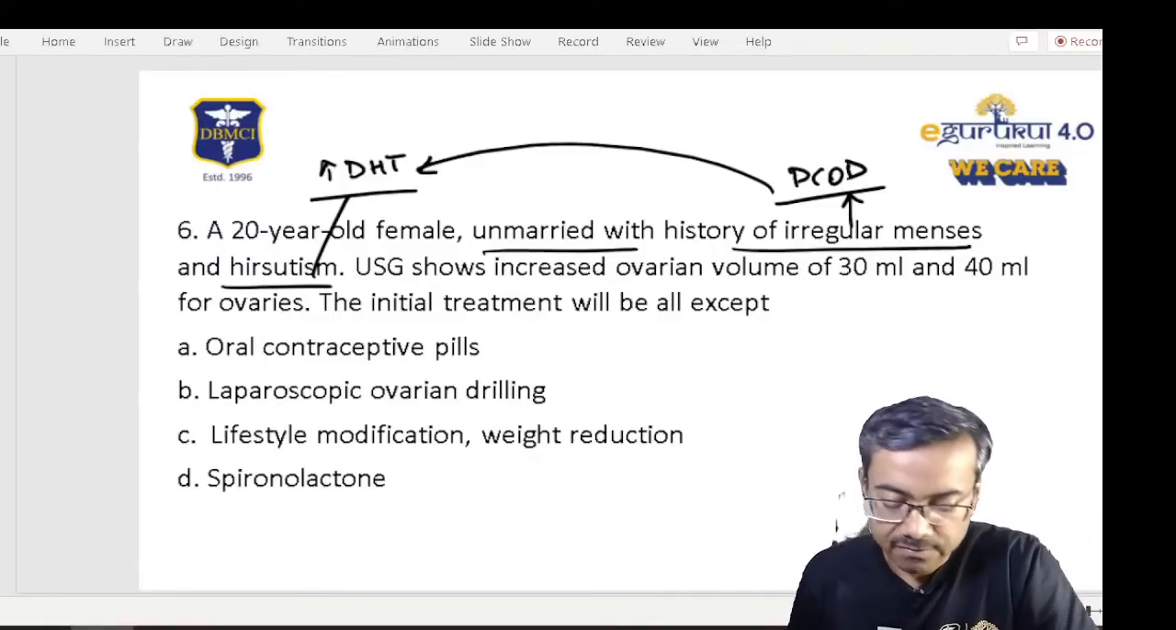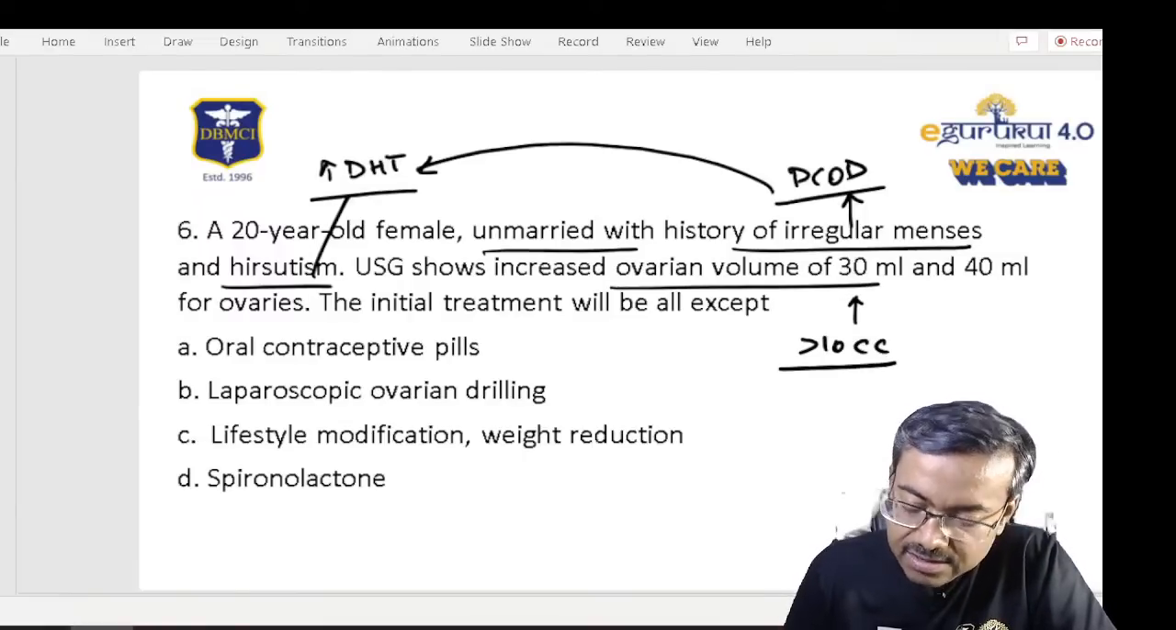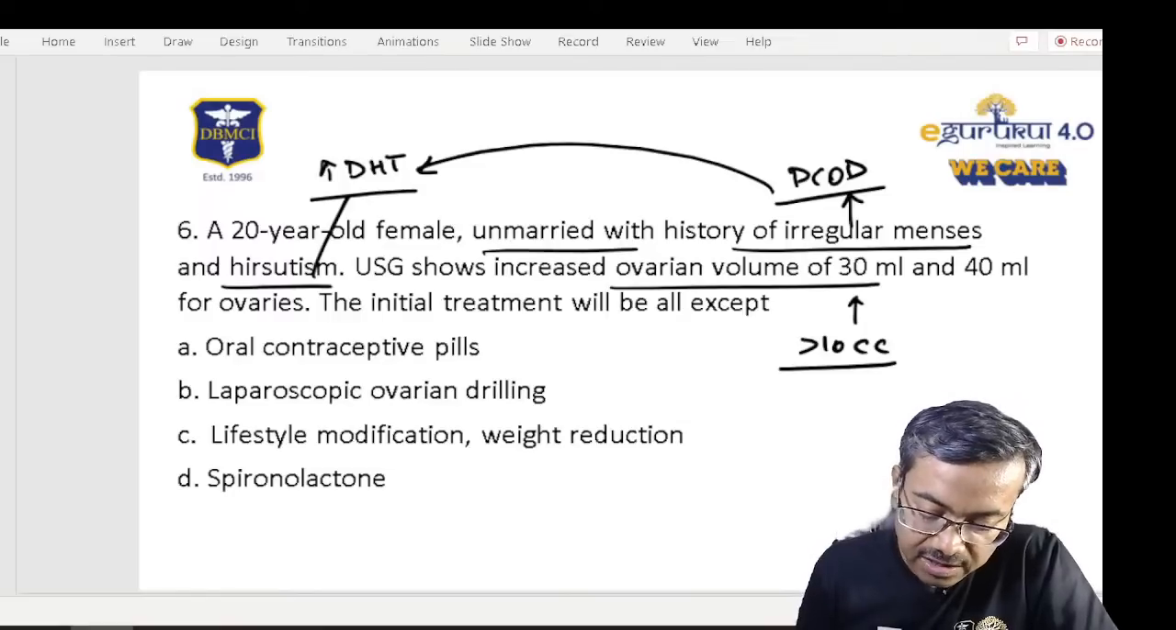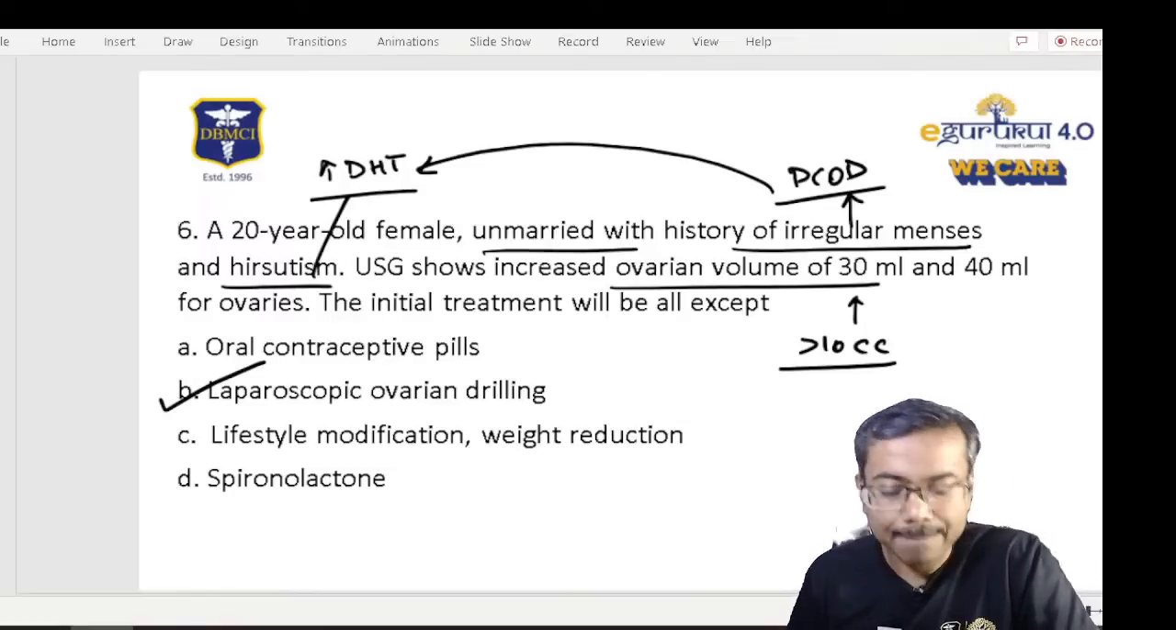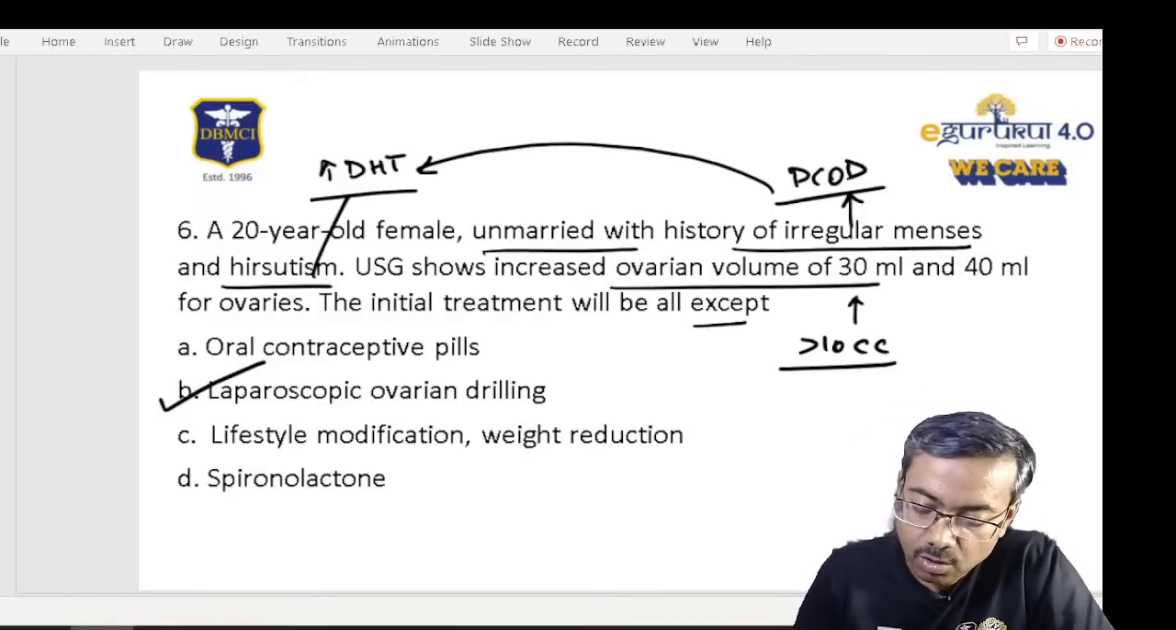Don't remember IgA pemphigus. Ovarian volume is more than 10 cc. That's again a sign of PCOD. Initial treatment will be all except. Now, we don't want to do laparoscopic ovarian drilling as the initial treatment of PCOD. This is a multiple choice, this is all except, right?